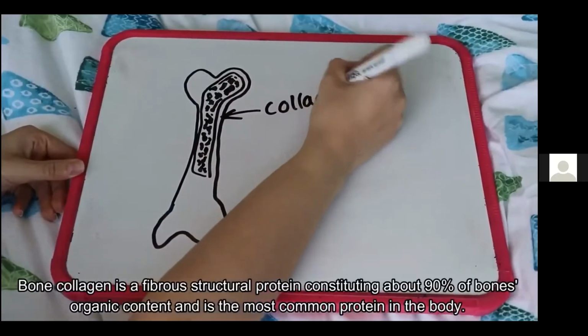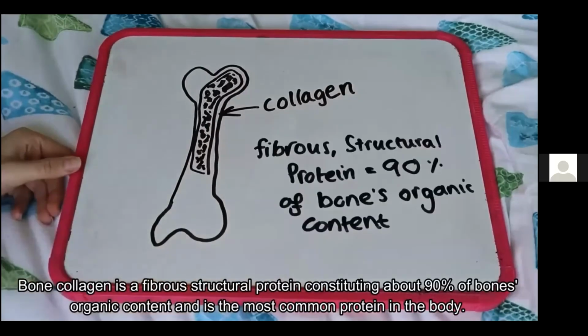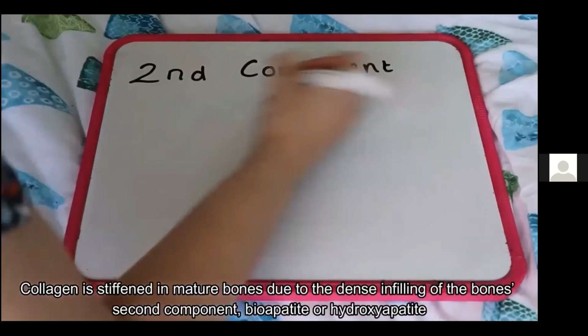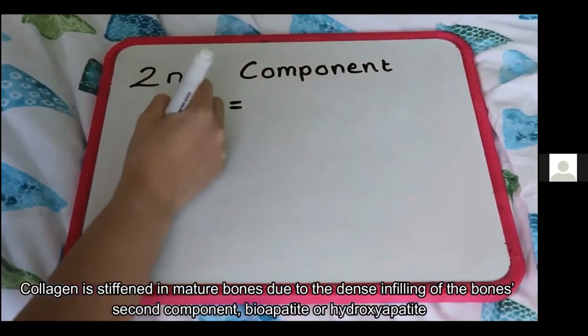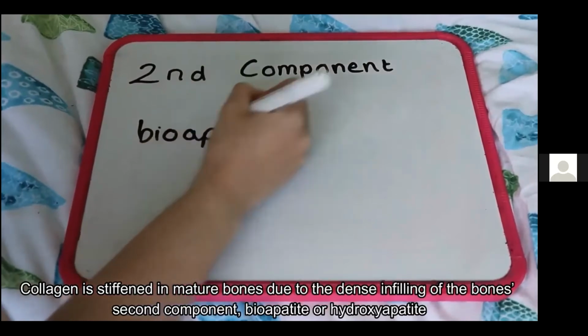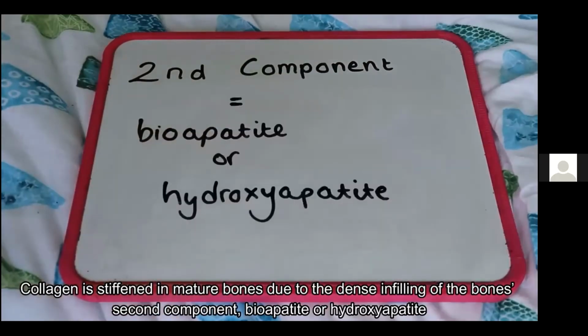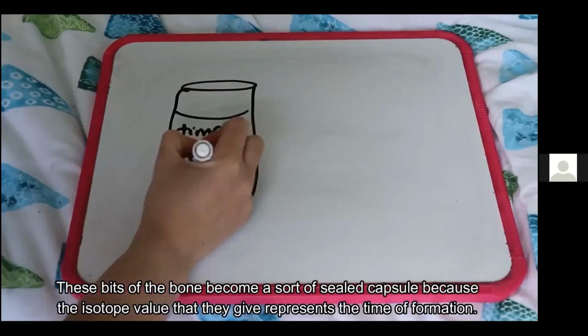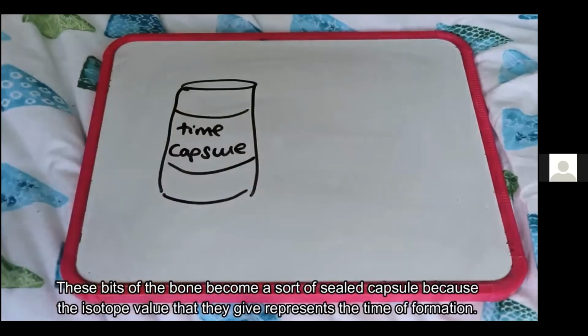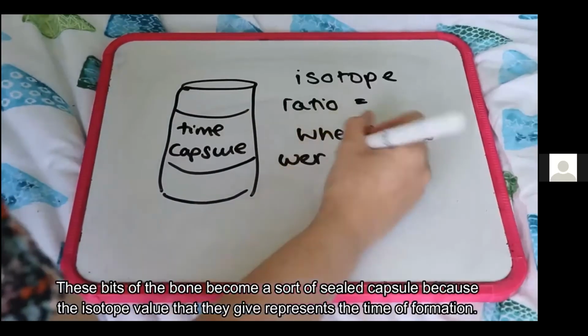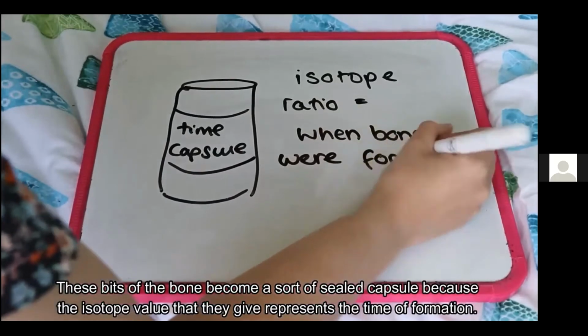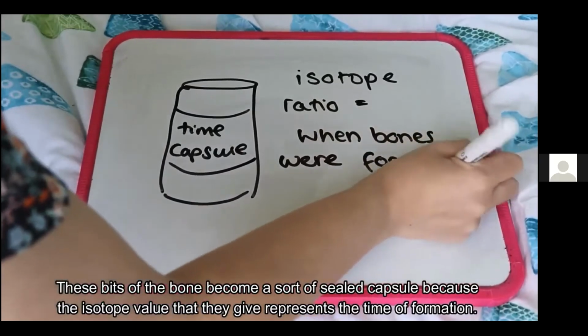Bone collagen is a fibrous structural protein constituting about 90% of the bone's organic content and is the most common protein in the body. Collagen is stiffened in mature bones due to the dense infilling of the bone's second component, bioapatite or hydroxyapatite. These bits of the bone become a sort of sealed capsule because the isotope value that they give represents the time of formation.